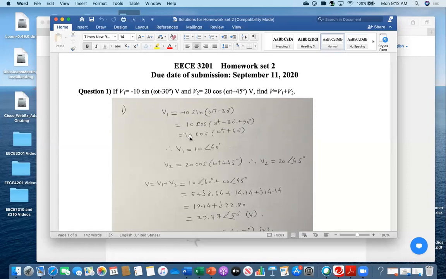First I'm converting into cosine. So how to do that? Because there was a minus sign, I am taking cosine of omega t plus 90, so it will be minus sine. So from here I am getting omega t plus 60, so I can write V1 as 10 angle 60. I think everybody understands this one.